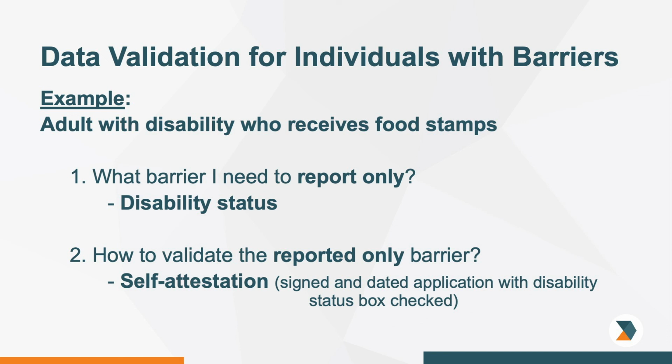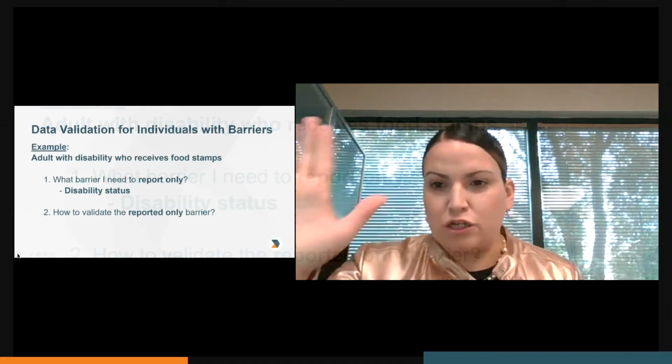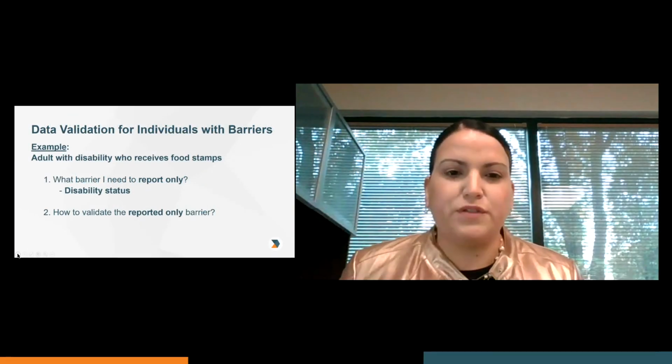Now, what barrier do I need to report only? And we already provided you with the answer there. Yes, the disability, because disability doesn't affect the eligibility process, and it does not affect the priority determination process. So the barrier that I am going to report only is the disability status. Hopefully that's clear, right? It's not relevant to eligibility, it's not relevant to priority of service.